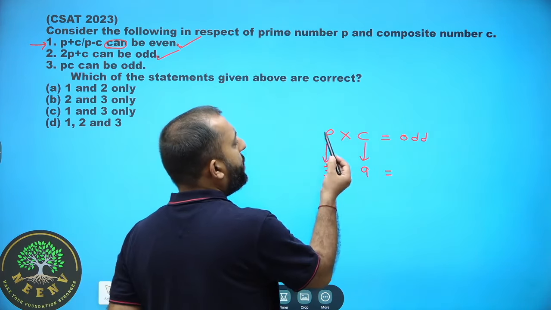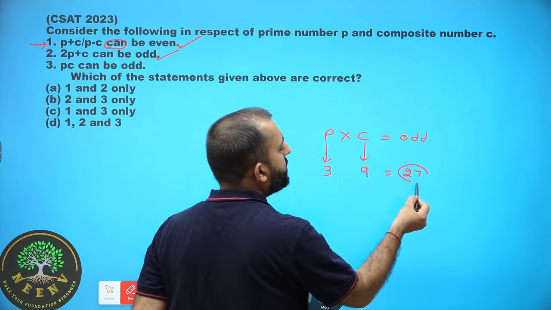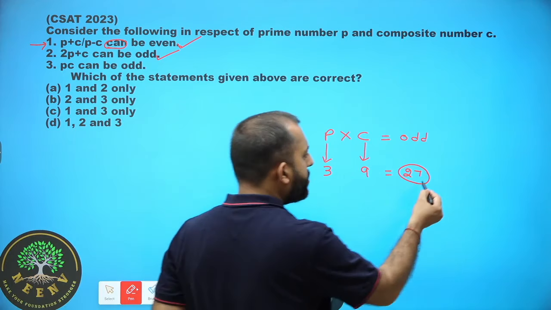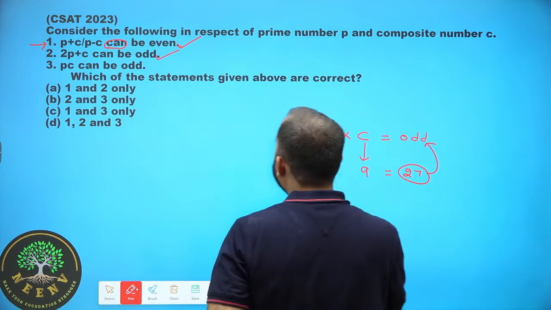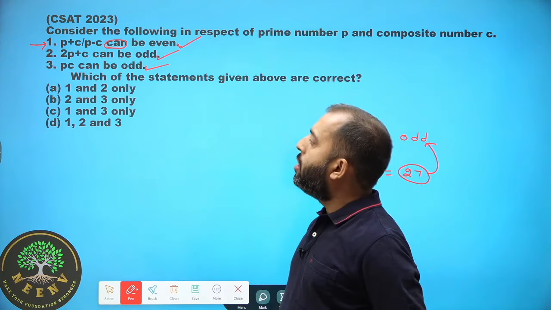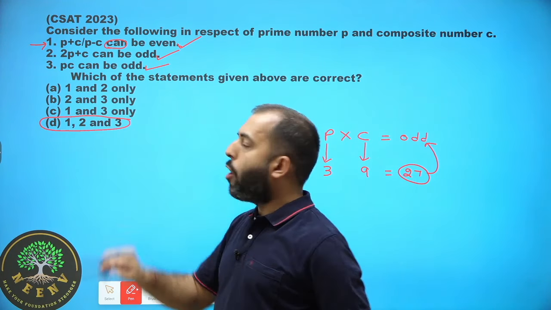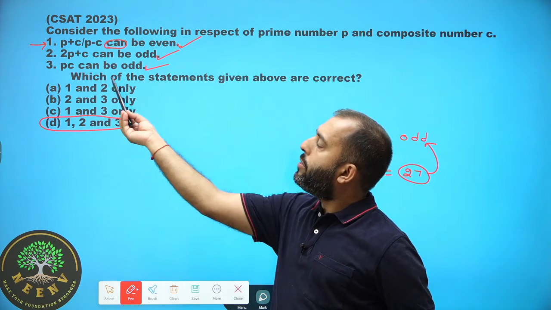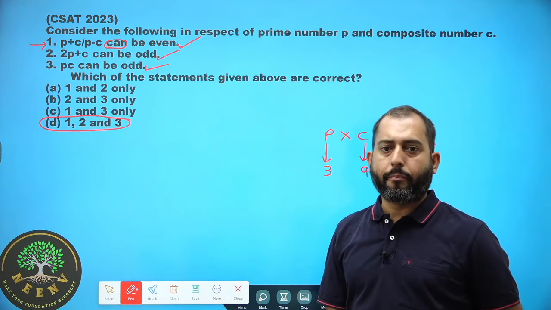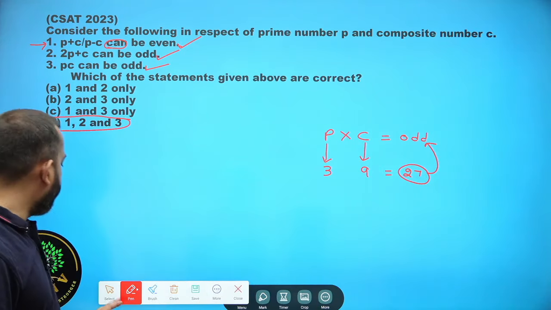Okay. Now P into C, 3 into 9 is what? 27, and 27 is what kind of number? It is odd number. Hence we found one such case which is justifying the statement number 3 also. So the right choice over here should be option D, because in this question we were looking for which of the statements given above are correct. I hope class this is clear to everybody. Let's move on.